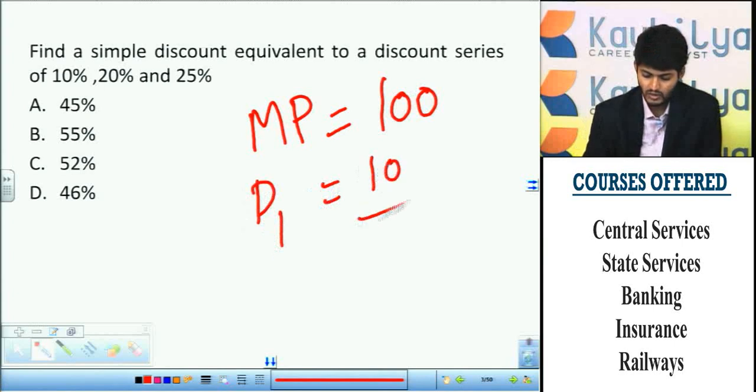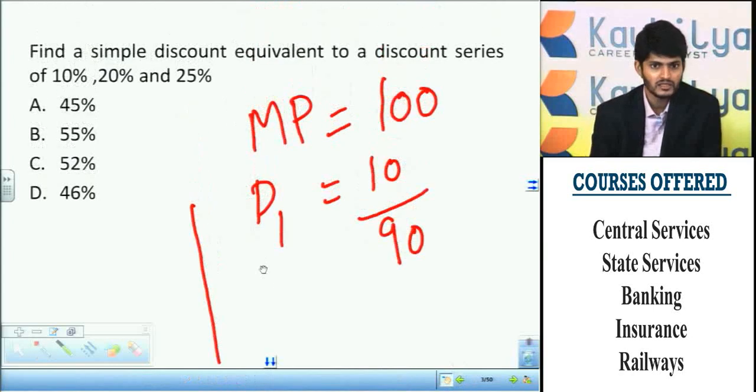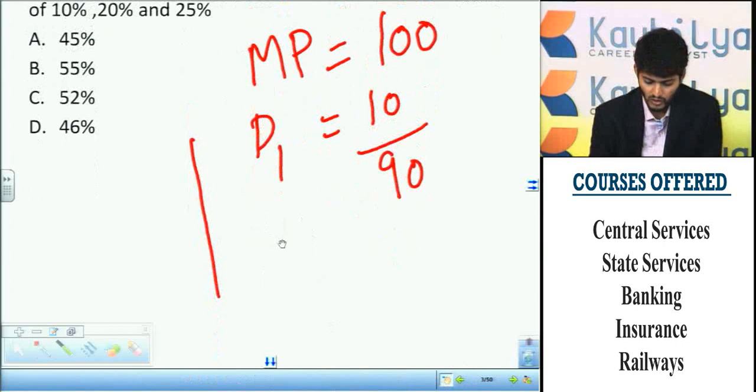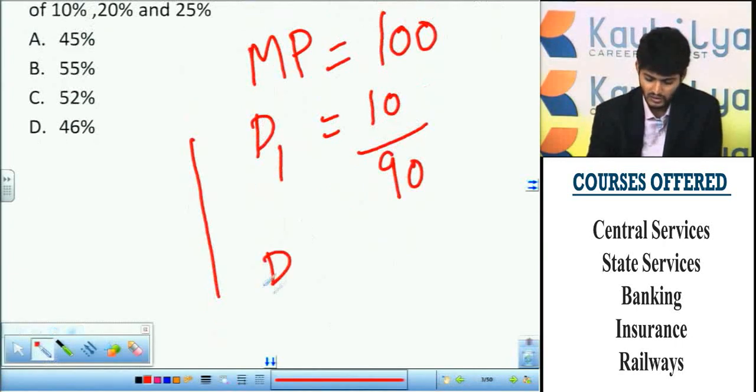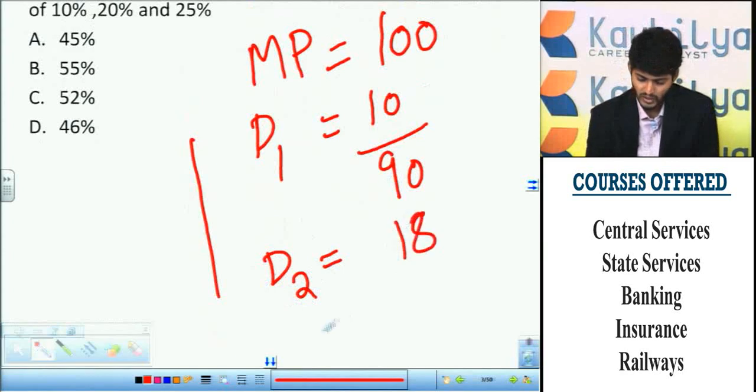So after giving the discount, the price of the item would be around 90, right? Similarly, the second discount given in this problem is around 20%, and subsequently the third is given at around 25%. So on 90 rupees, you again got a discount of 20%. If 10% of 90 would be 9 rupees, then 20% would be around 18 rupees. So on this value, you got a discount of around 18 rupees. So the price after the second discount would come down to around 72 rupees.